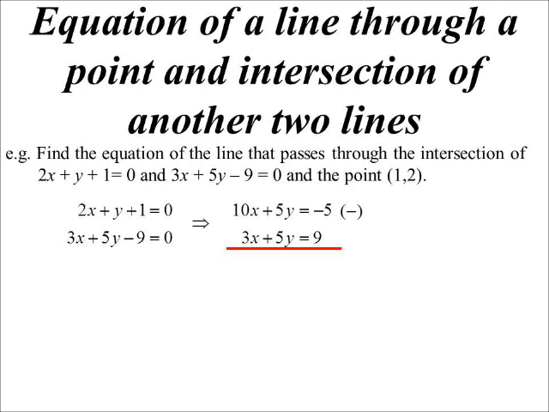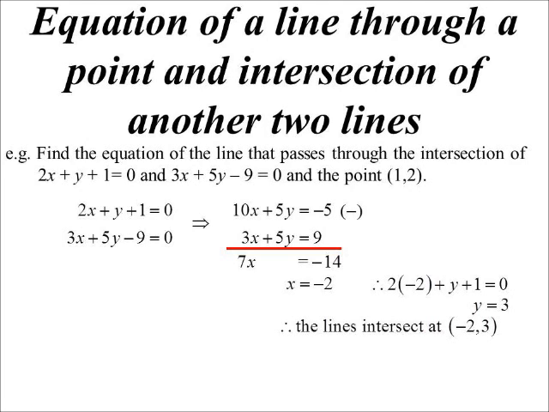Just making the coefficients of y the same for this one. And I'll get that 7x is negative 14, x is negative 2. Sub it back in to get the y value. So the point of intersection is (-2, 3).